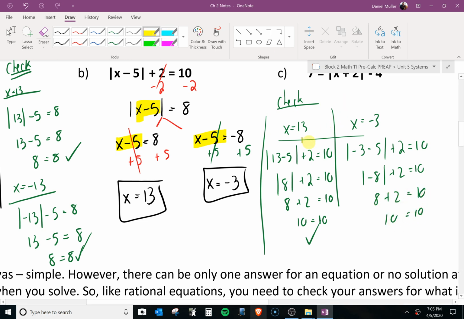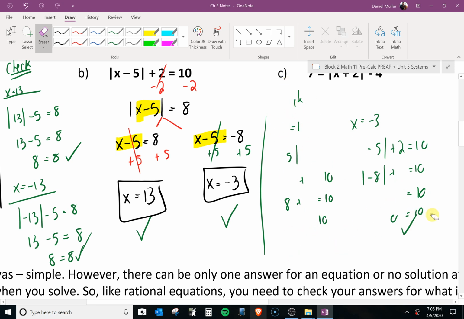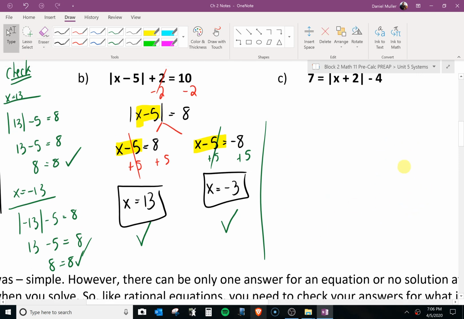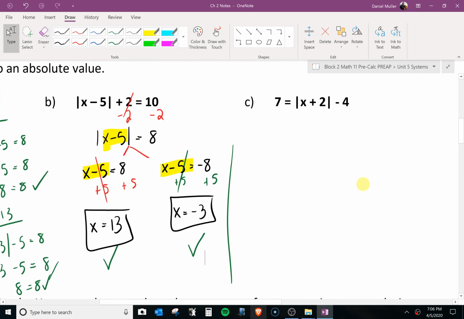So again, I just take the x in the original equation and replace it with my answer. Either way, I get 10 equals 10. Both of those get true statements. So you can pause it here if you need to copy any of this down, but both of these work because we plugged it in, we checked it, and they both give us a true statement, 10 equals 10. So now I have to just erase this, and try the next one.